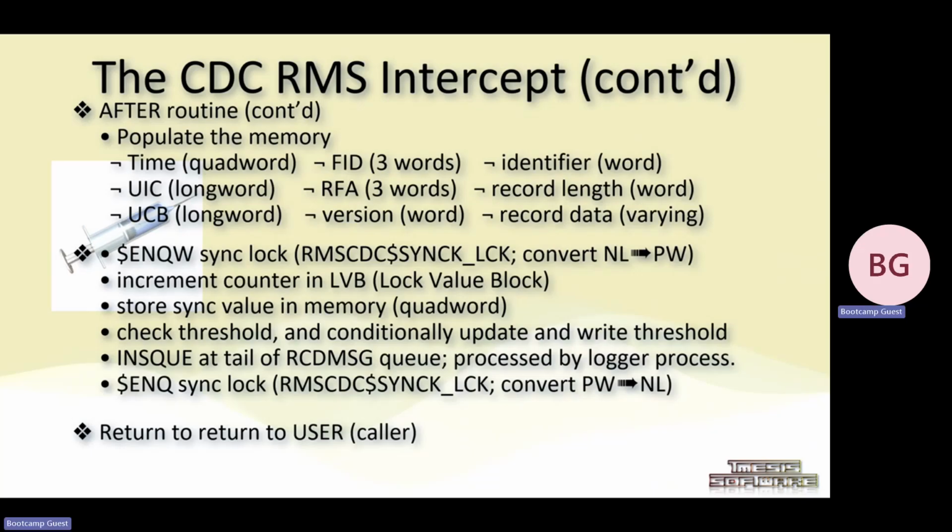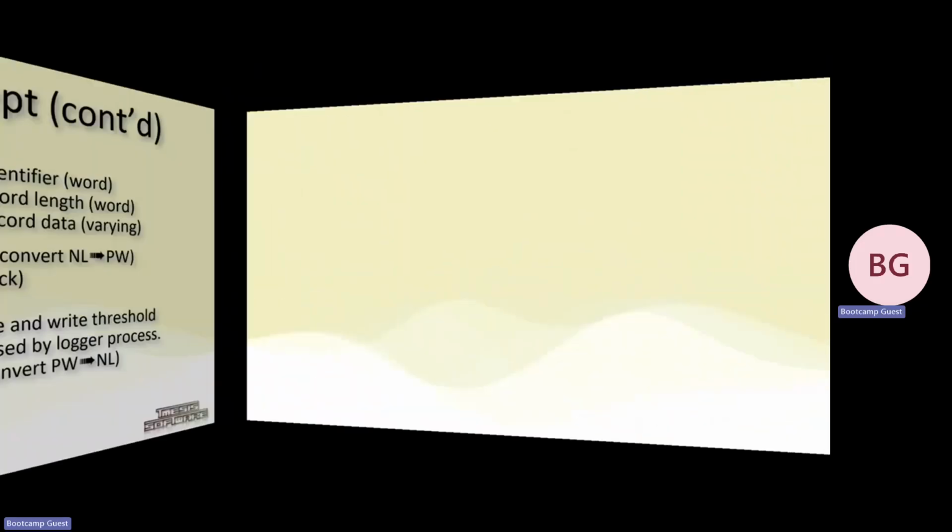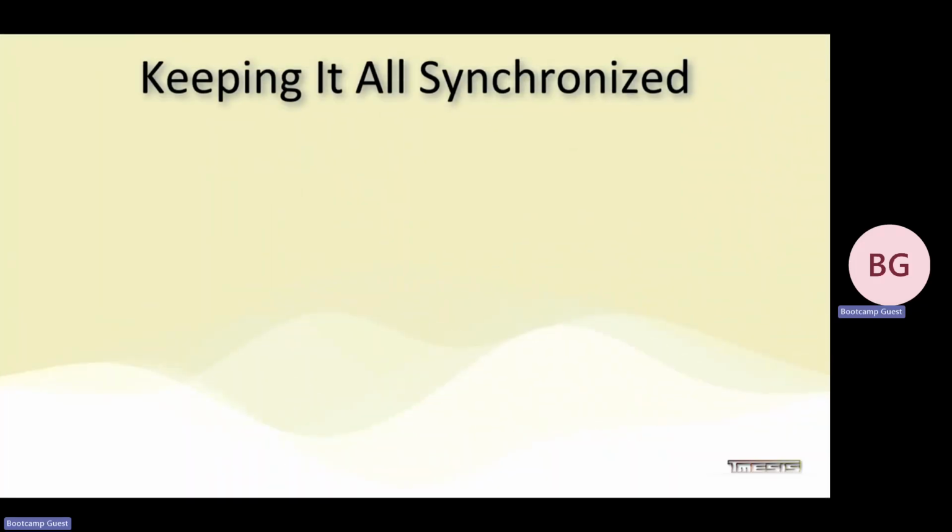In case there should be a crash on the cluster or whatever, it's stored so that when we come back up, we know where to start. We start whatever that last record was up to a modulus 256, so we're not overwriting other records out there, or the sequence numbers out there. Inserts this data structure at the end of what I call the RMS CDC message queue, and it sends it off to the logger process.